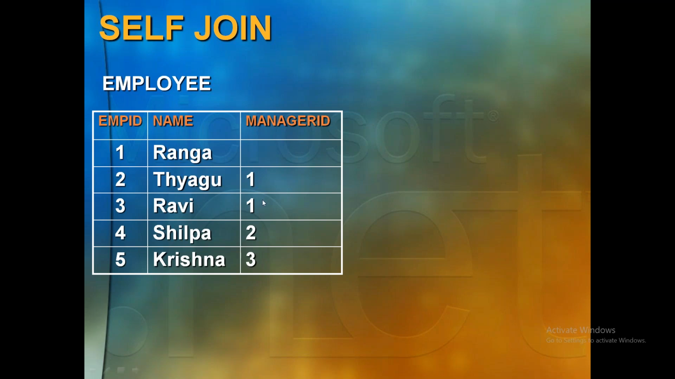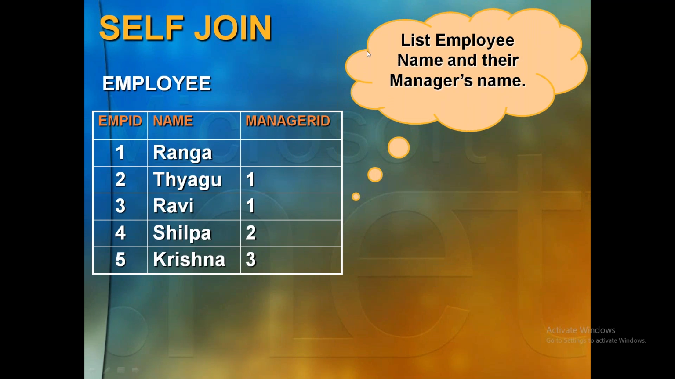Clear? Now I wanted to know: list the employee name and their manager's name. So this is my query. I can get the employee name here, but there is no boss name or manager name. I had only the boss ID or the manager ID. But in the query, I am supposed to get the name of the employee along with his or her boss's name, the manager's name. So Tiagu's boss is Ranga and Ravi's boss is also Ranga, something like that. Clear? So I wanted to get this.